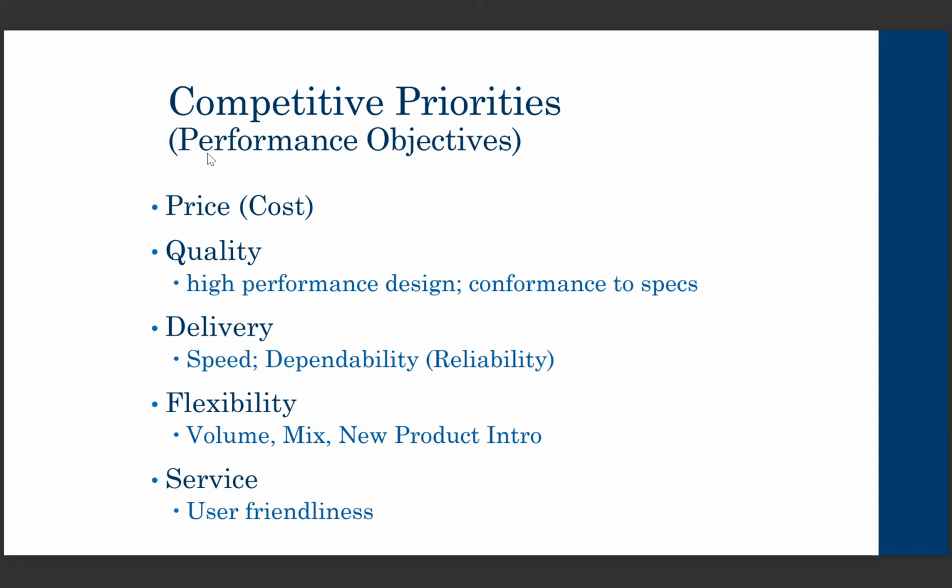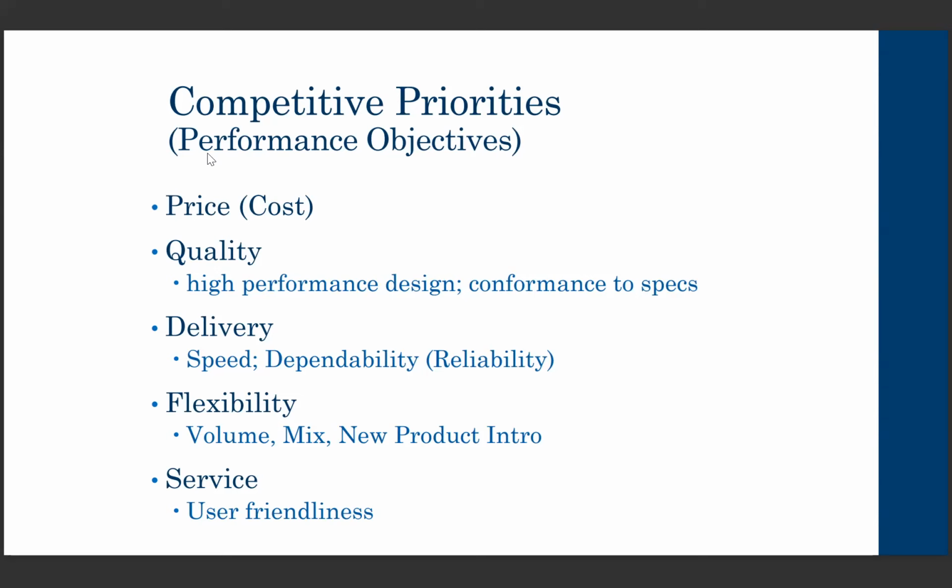And then the quality: high performance design, conformance to specs, and we can also make low quality designs if we are targeting a low income market. So we need to decide on what the price is, what the quality is, and how the delivery speed, dependability. We need to deliver faster than our competitors if we are going to get a competitive advantage, and the flexibility. Our volume, our mix, can we change our volume according to the differences in the demand?